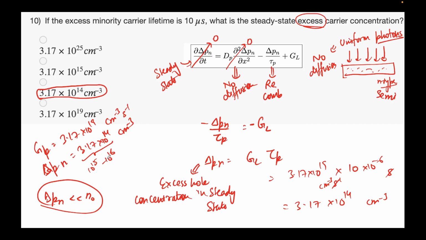So here, in these two problems, electron hole pairs are being generated, right? But since it's uniform, there can be no diffusion, so the second term goes to 0. On the other hand, we are interested in steady state, so this term also goes to 0. And from this we can say in steady state the excess hole concentration is of the order of 10 to the power 14 cm minus 3. All right. So that's the case up until now.